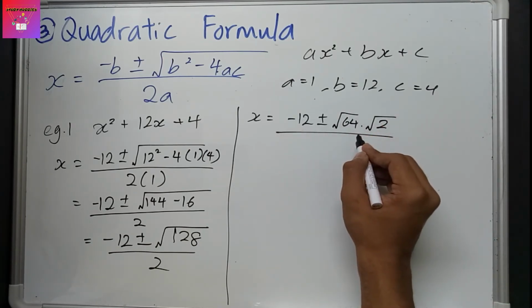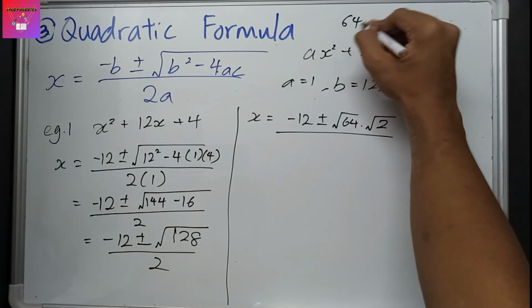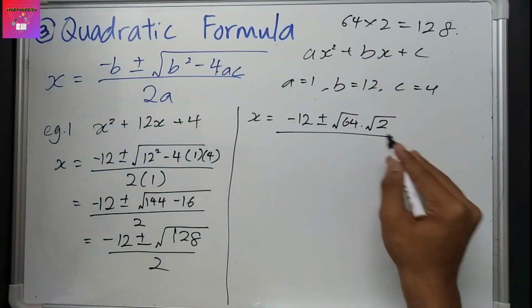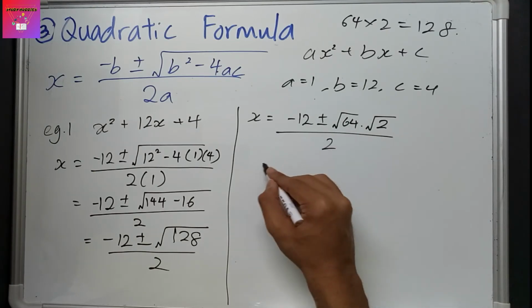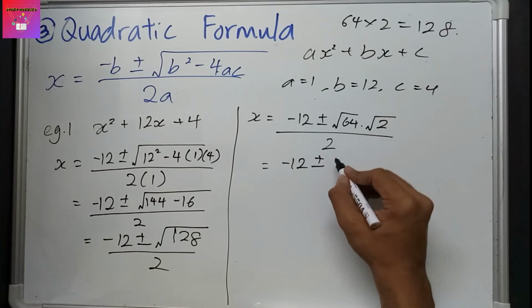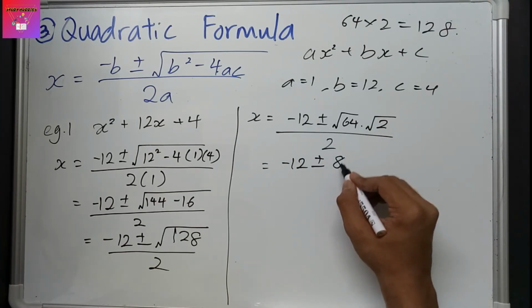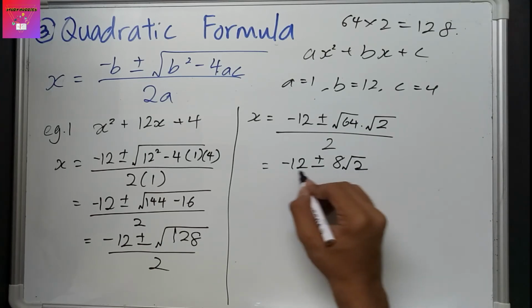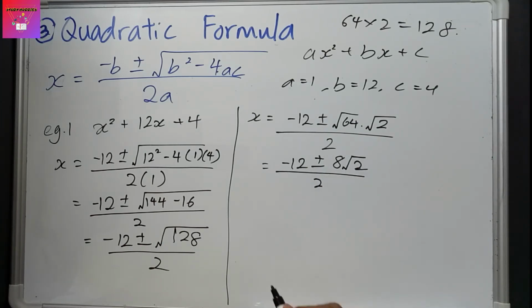How can I split it into this? It's actually 64 times 2 equals 128. Okay, so divided by 2. So root 64, you're going to get an answer of 8, because 8 times 8 is 64. So therefore it's 8 root 2 over 2.